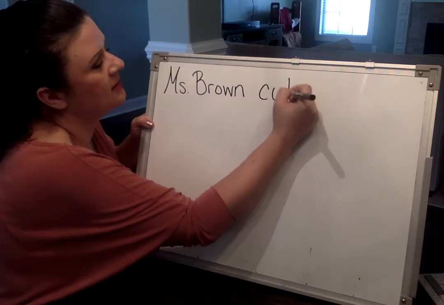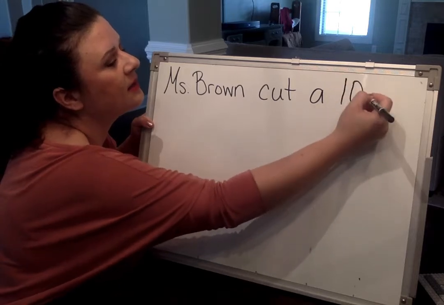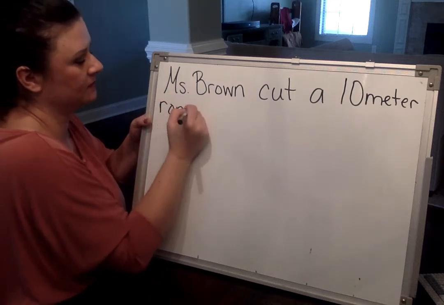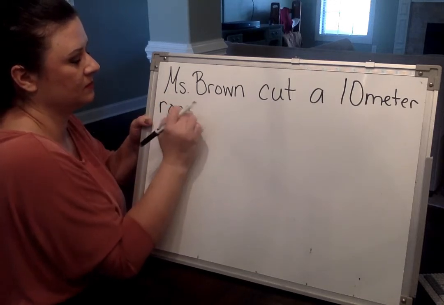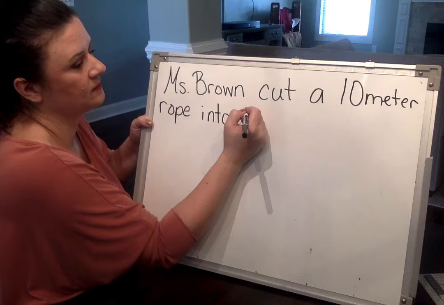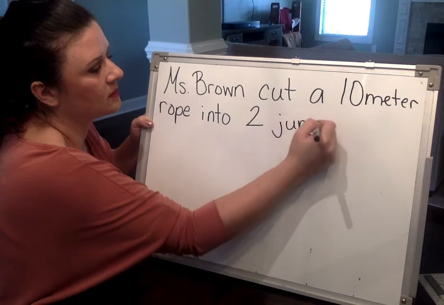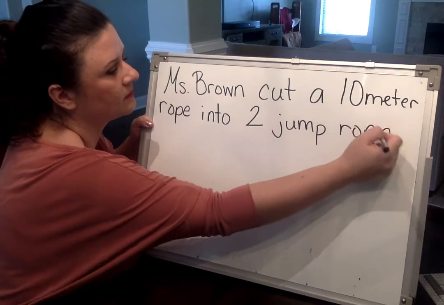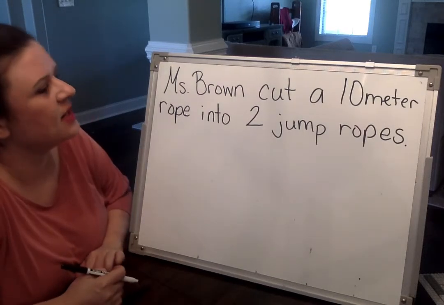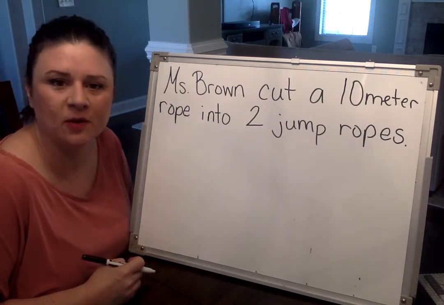She cut a 10-meter rope into 2 jump ropes. So here's what Miss Brown did today. She had a 10-meter rope, just a long rope, and she wanted to make 2 shorter jump ropes.